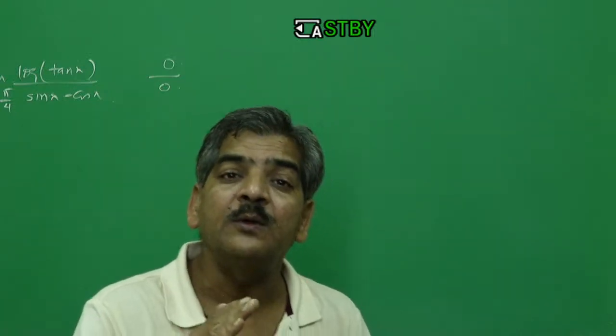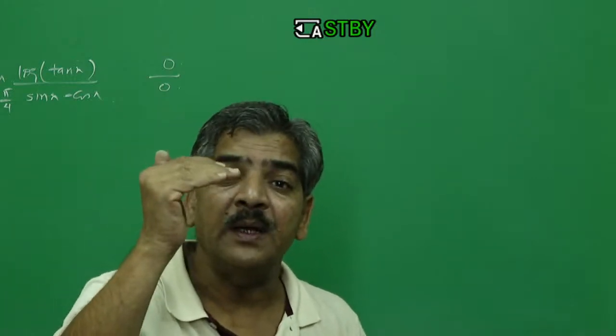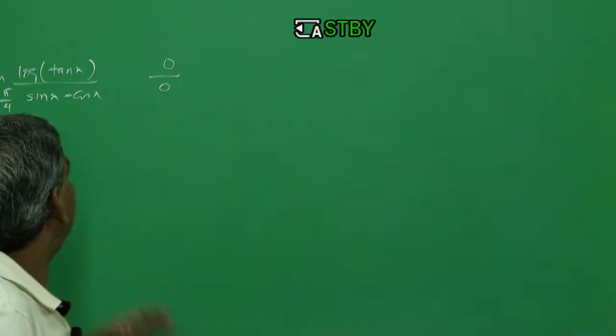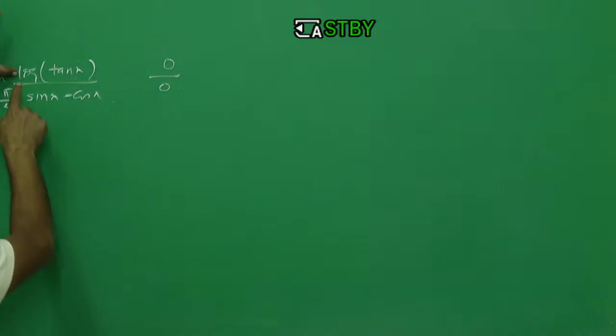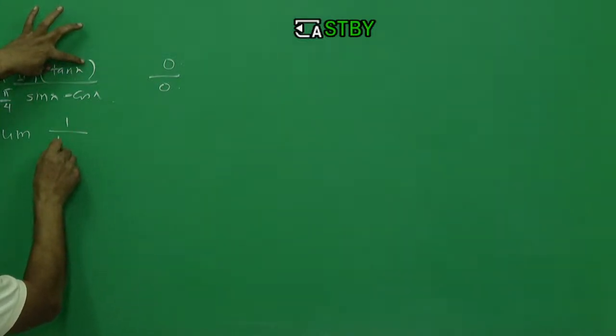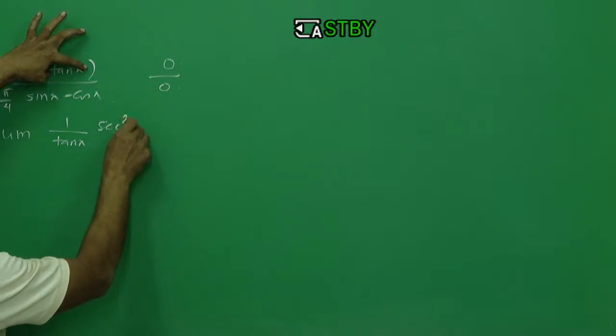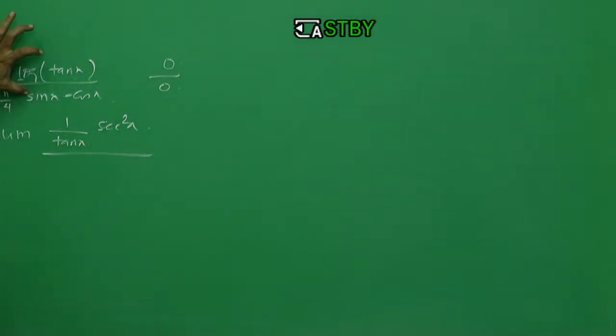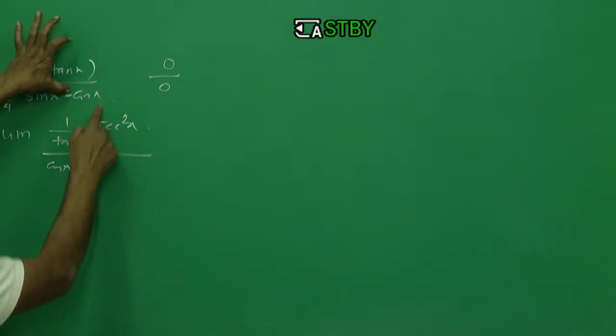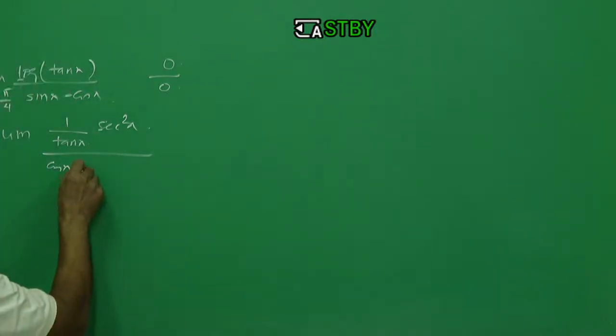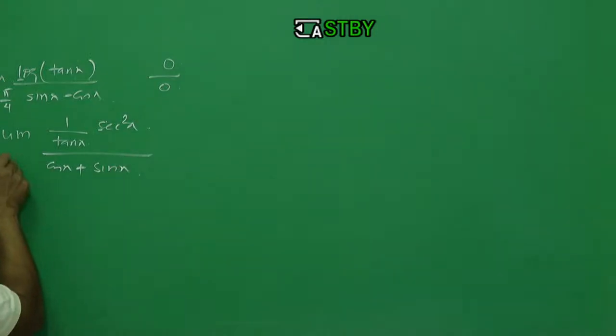So, what I told you, differentiate numerator separately, denominator separately. Let's differentiate numerator separately. So this is equal to limit of derivative of log is 1 upon quantity of argument tan of x into derivative of argument, that is sec square of x, whole upon derivative of sin of x is cos of x minus derivative of cos of x is minus sin of x, means plus sin of x, x tends to pi by 4. It's correct.